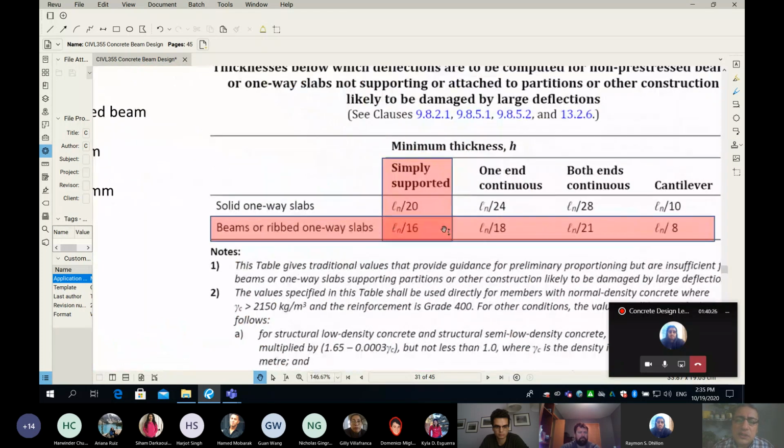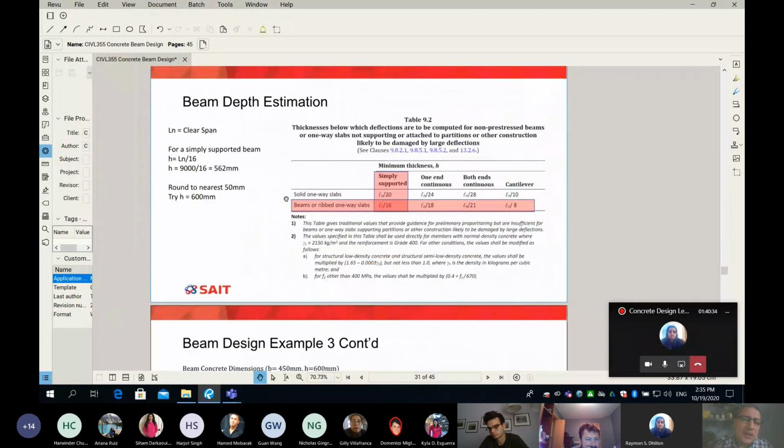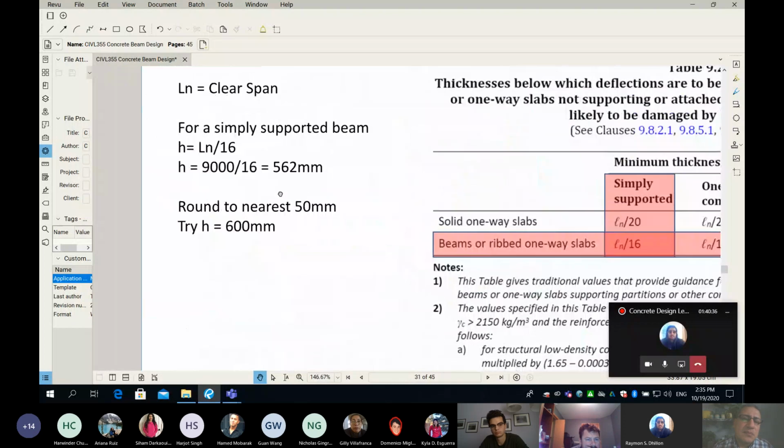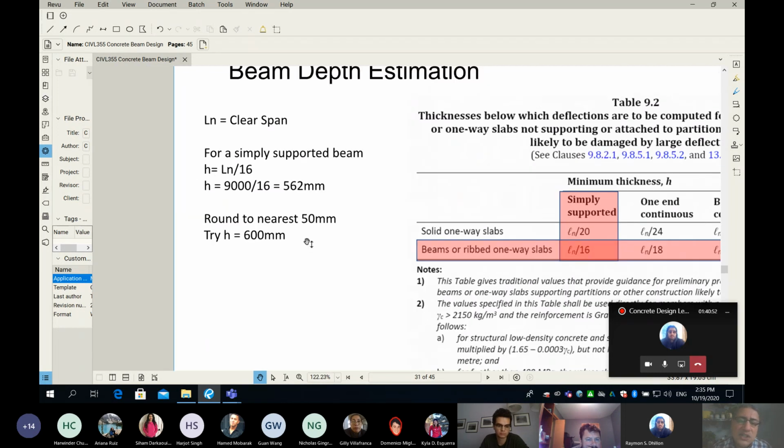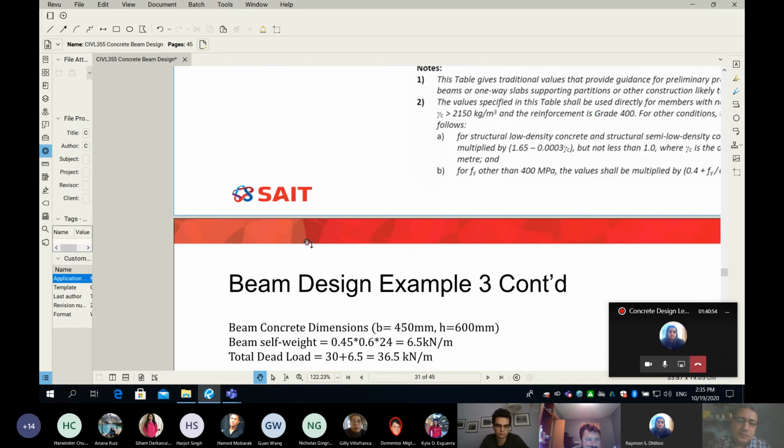Now, because it's simply supported and it's a beam, I have to divide my span by 16. That's from the table. You can see here, I simply divide my clear span by 16. I got 562. I rounded to the nearest 50, and remember, up, because that's the minimum, so you cannot round it down. So you round up to the nearest 50 millimeter. So we start our design with 600 millimeter.